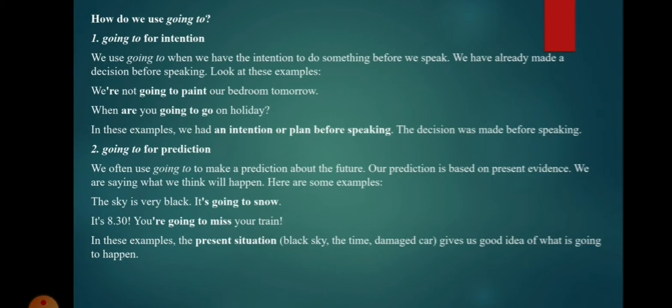And then the second purpose, going to for prediction. So we often use going to to make a prediction about the future. Our prediction is based on present evidence. Here are some examples. The sky is very black. It's going to snow. So after we know that the sky is very black, we can predict that it's going to snow. Also, the second example: it's 8:30. You are going to miss your train. So maybe the train is at 8:35, then it's already 8:30, so you can predict that you are going to miss the train. So that's the example.